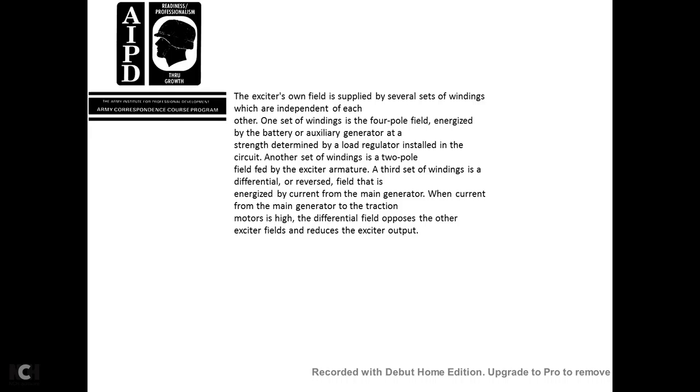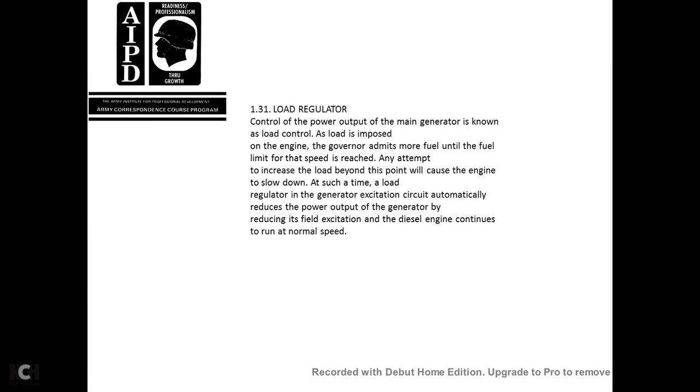One set of the windings is a 4-pole field energized by the battery auxiliary generator. Its strength is determined by the load regulator installed in the circuit. Another set of windings is a 2-pole field energized by the exciter armature. The third set of windings is a differential, reversed field energized with the current from the main generator. When the current from the main generator to the traction motors is high, the differential field opposes the other exciter fields and reduces the exciter output.